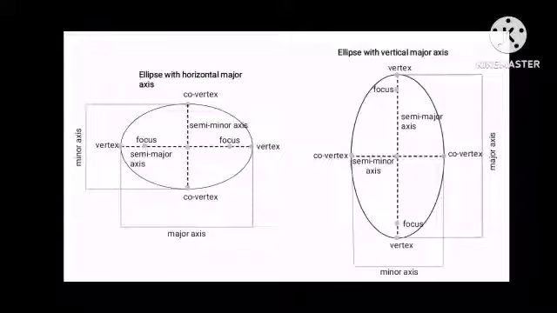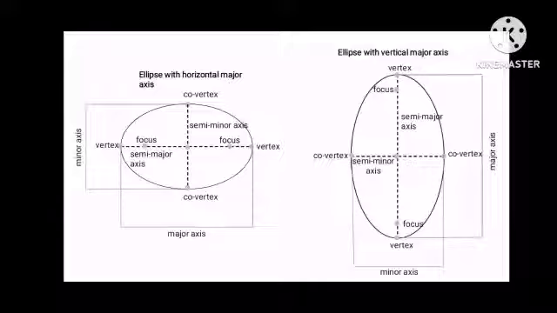In an ellipse, you will also encounter the major axis, or the longest diameter. From one vertex to the other vertex of our ellipse, that is the major axis. We also have the minor axis, or the shortest diameter. From one co-vertex to the other co-vertex, that is the minor axis. We have the semi-major axis, which is half of the measure of the major axis.